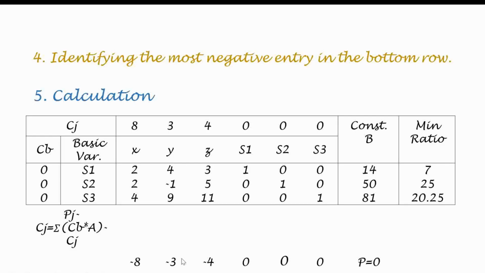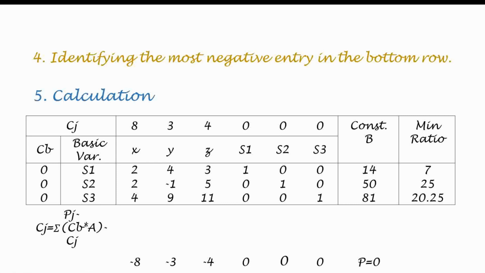Okay. Firstly, we need to identify which column we have the highest negative value, which is -8, column 1. So, column 1, so we need to divide our constant b with the column 1. Okay. So, we will divide 14 by 2, which is 7, 50 by 2, which is 25, and 81 by 4, which is 20.25. And this is the way we do our first calculation.